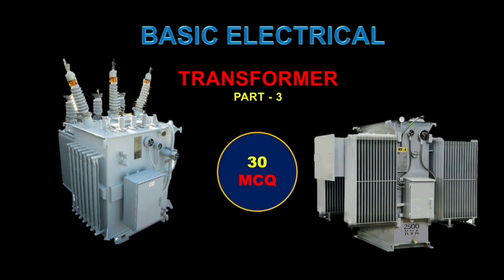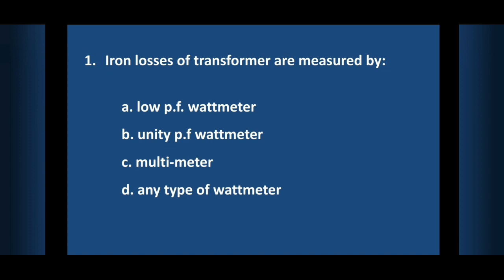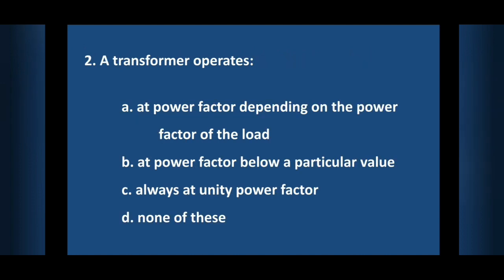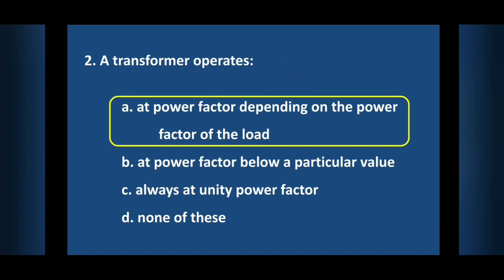Then let me start. Question number 1. Iron losses of transformer are measured by. Answer is option A, low power factor wattmeter. Question number 2, a transformer operates. Answer is option A, at power factor depending on the power factor of the load.